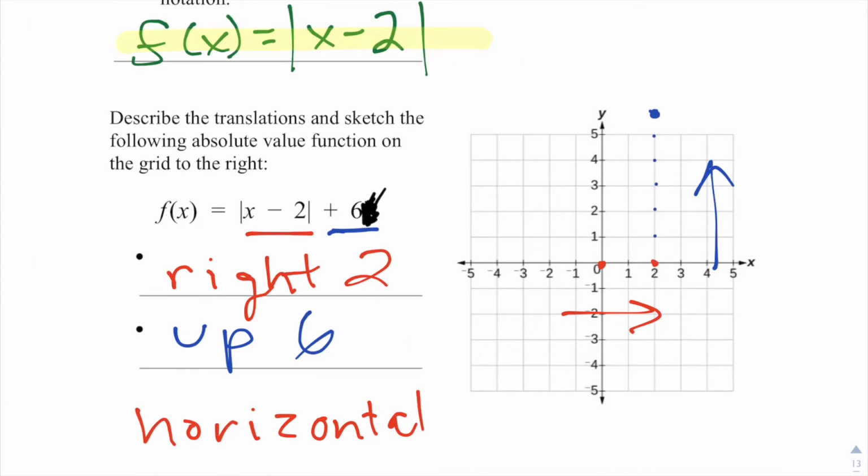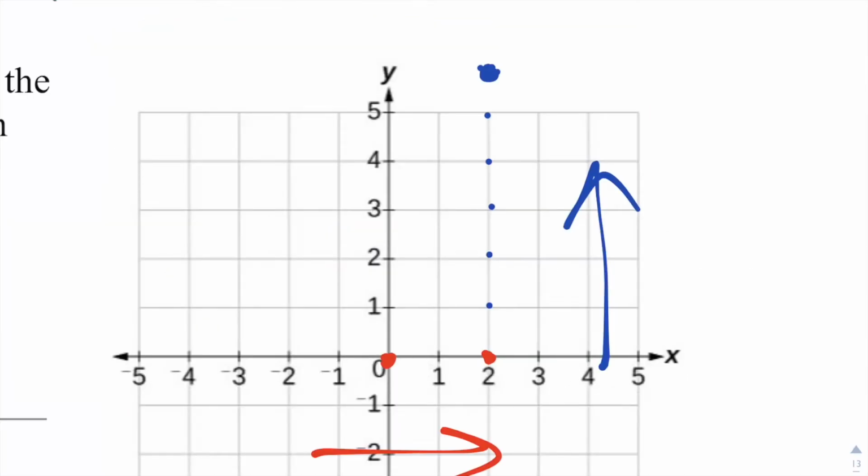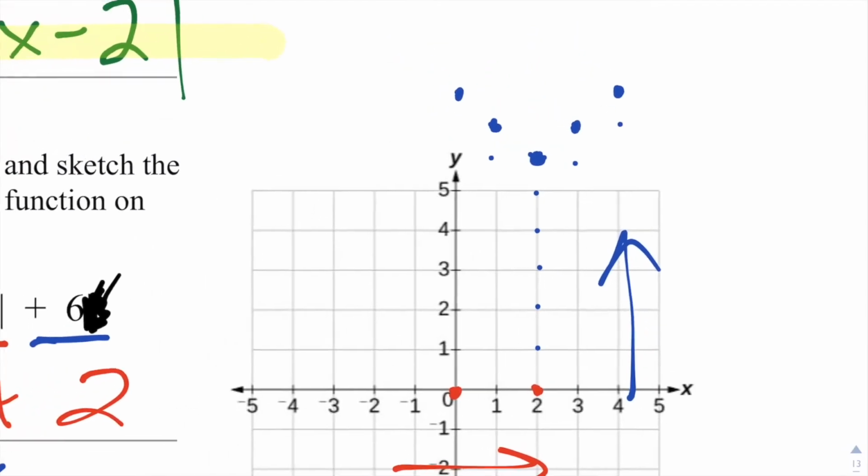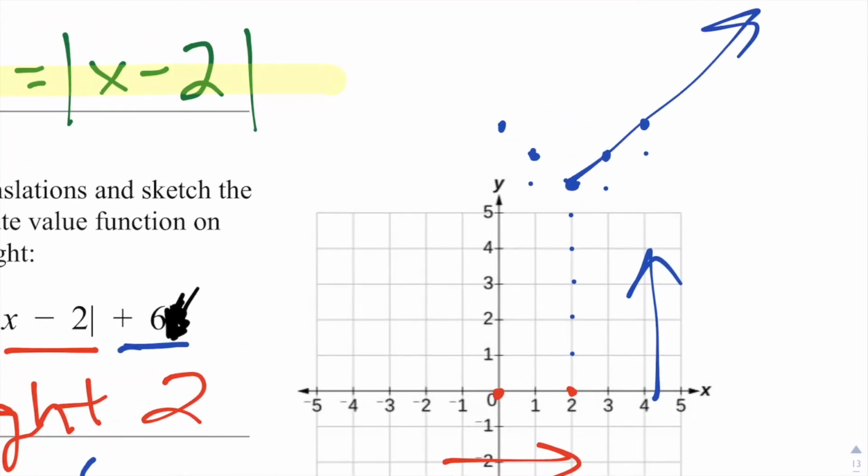But how do I sketch it? Well, if you remember, there's no stretches or compressions. I haven't taught you guys that yet. So the 5 key points of an absolute value from the vertex is over 1, up 1, over 2, up 2, and then back 1, up 1, and then back 2, up 2. So I could sketch this like this.